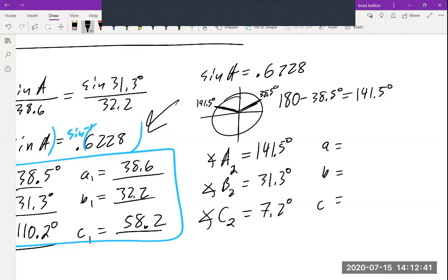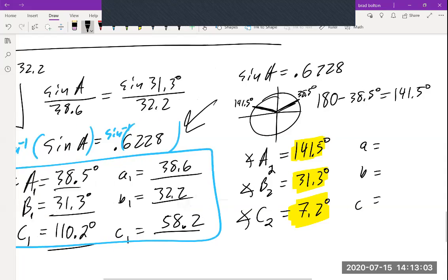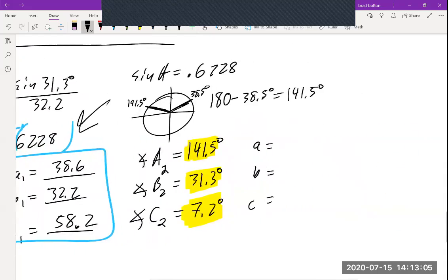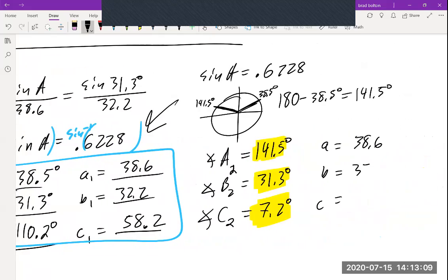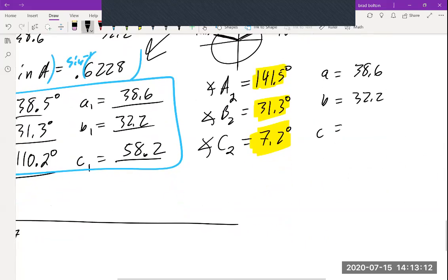So for this case, there were two triangles. If we had used the given and then built the other one, and there wasn't enough room for a third angle, then we would just stop and say there's only one triangle. But because I was still able to write down the third angle, that means there are two triangles. Side A was worth 38.6, side B was worth 32.2, and now I have to find my new side C.